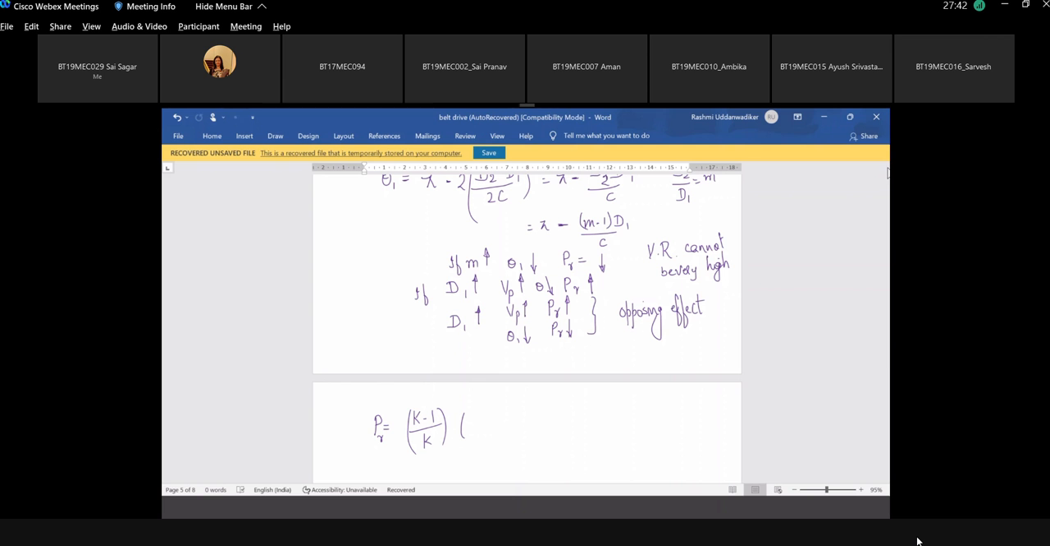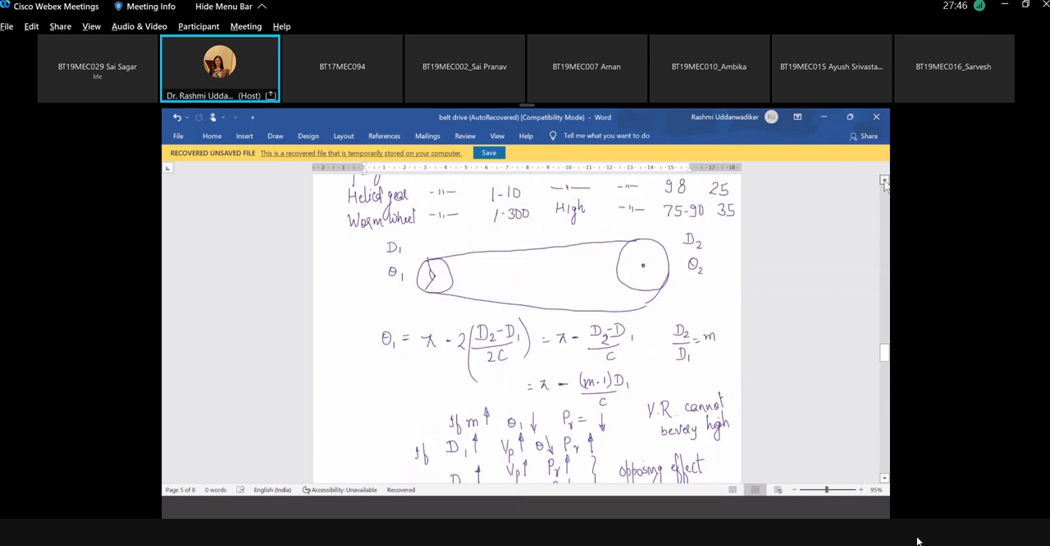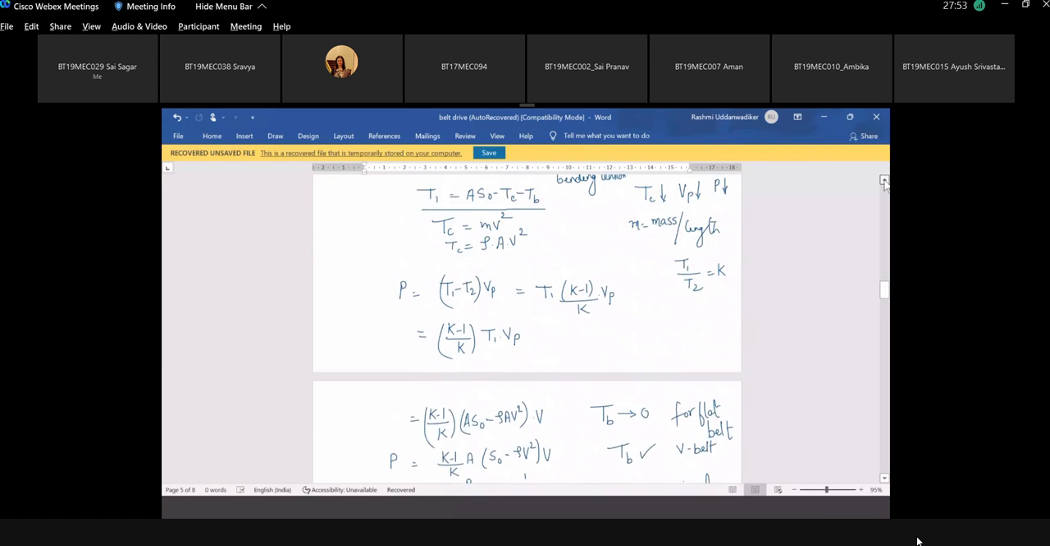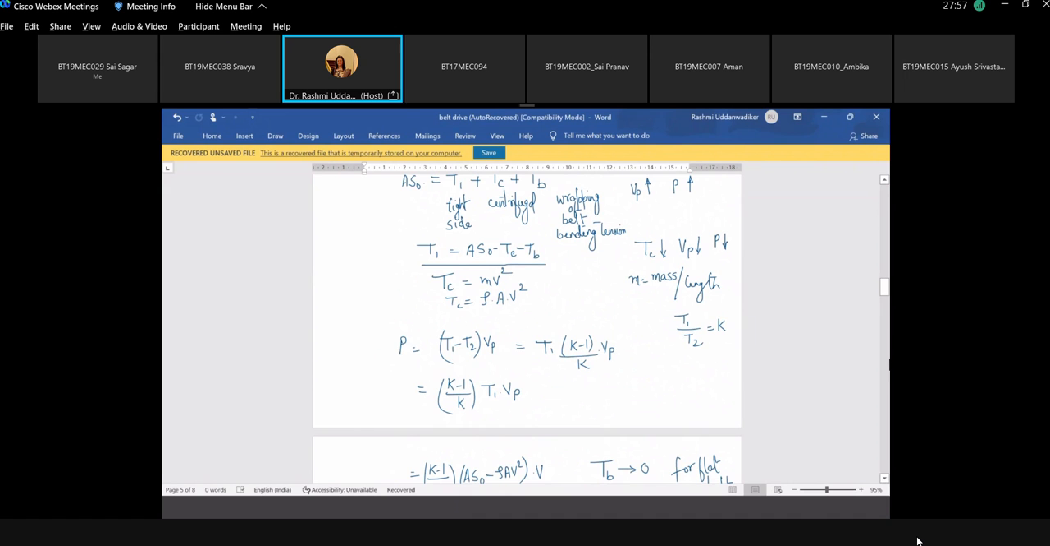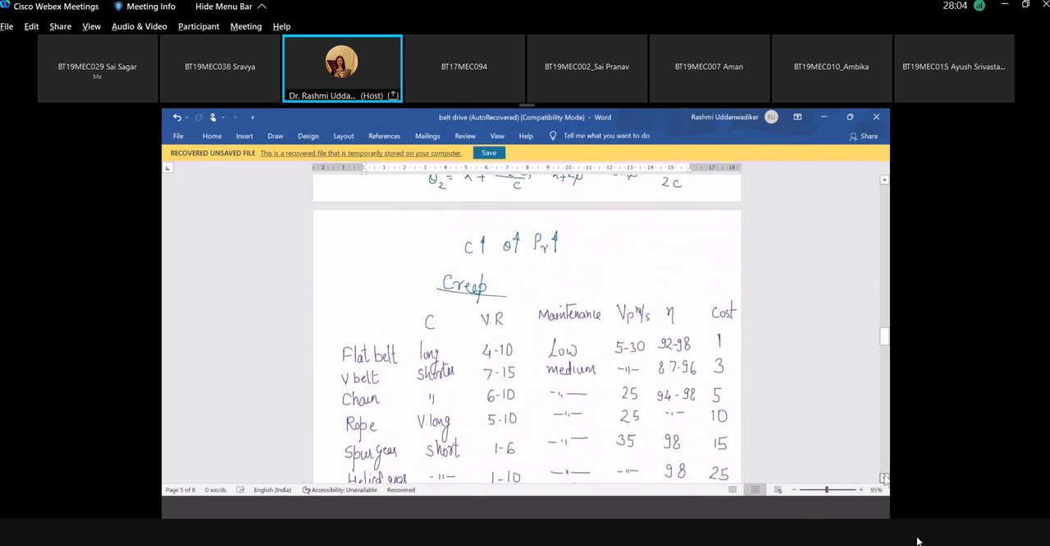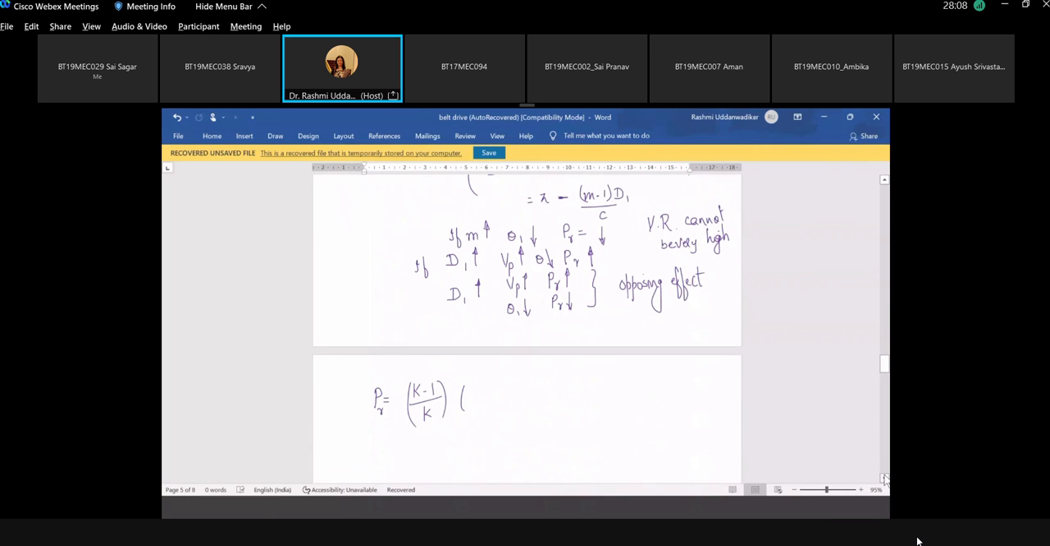In the last class we have discussed T1 by T2. Is it T1 by T2, or is it e raised to mu theta? Yes, ma'am. T1 by T2 is K, which is equal to e raised to mu theta. So I am rewriting the same expression: S naught A Vp minus rho A Vp cube, where Vp is the peripheral velocity and rho A V cube is a term which comes from the centrifugal tension Tc.